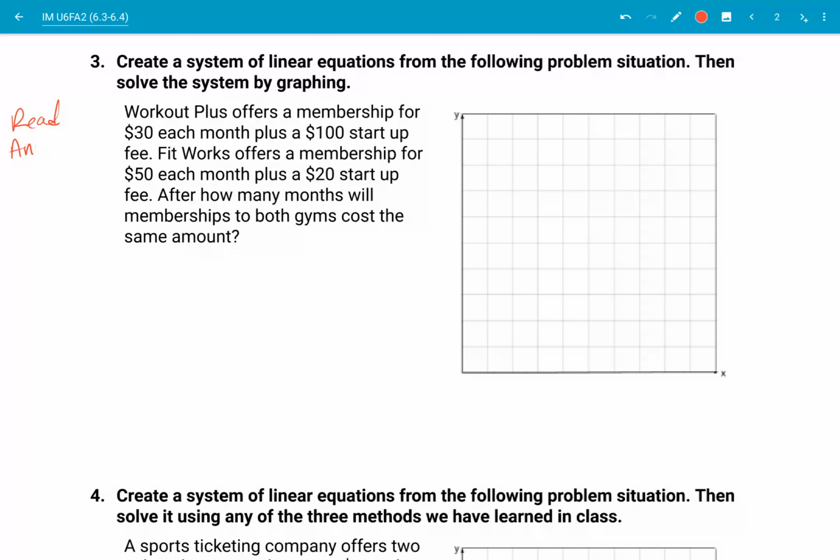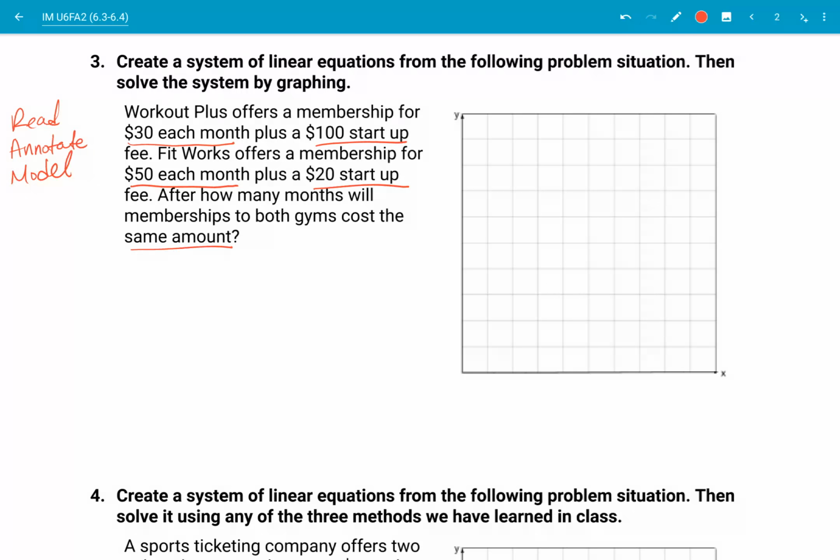Okay, so step 2, we're going to annotate. So this looks important, this looks important, this looks important, and the ultimate question that we're trying to answer is when will they cost the same? Okay, so now we're going to model using words.